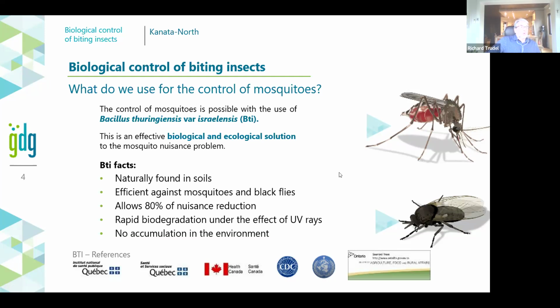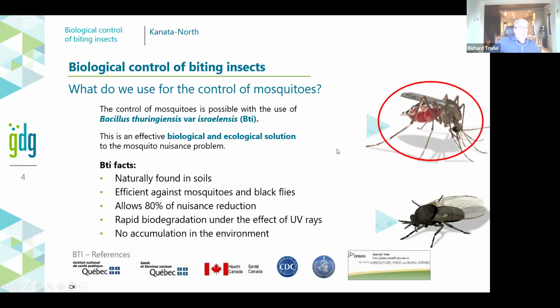For those who might not know, like I said in the beginning, there are different biting insects. There are mosquitoes and black flies. And this program is for the control of mosquitoes. So if you see black flies around your property, it's not part of the contract. It's mainly the control of mosquitoes.